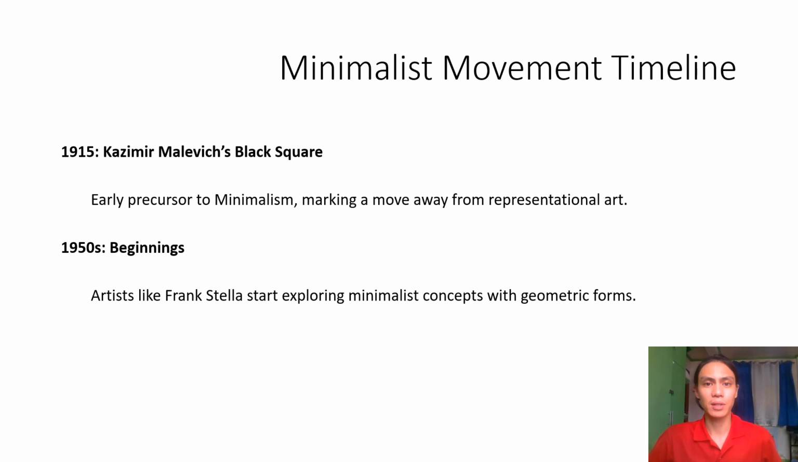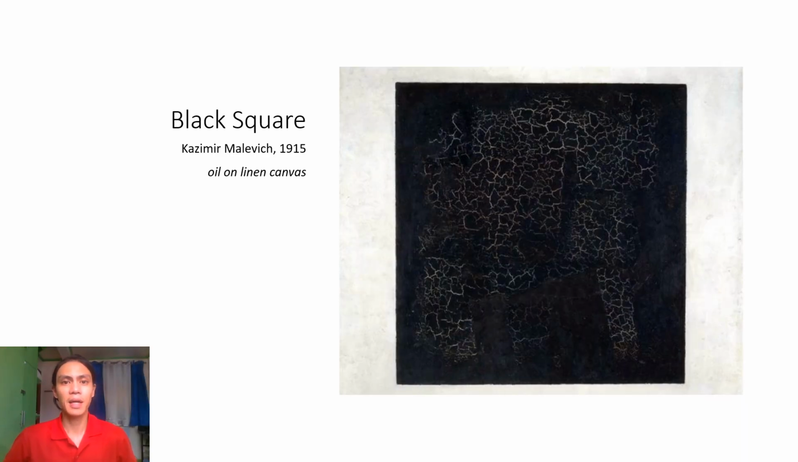Taking a closer look, we go to 1915 with Malevich's Black Square, prefiguring minimalism, a shift from representation to pure abstraction. In the 1950s, artists like Frank Stella explored minimalist ideas through geometric forms, rejecting abstract expressionism's emotional focus. Here's Malevich's Black Square, often considered a foundational work of abstract and minimalist art.